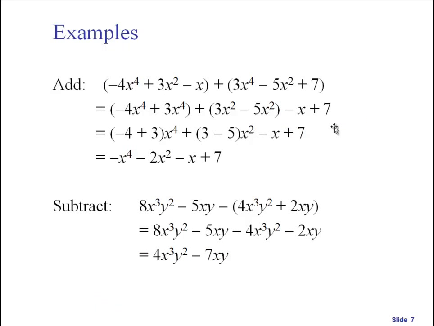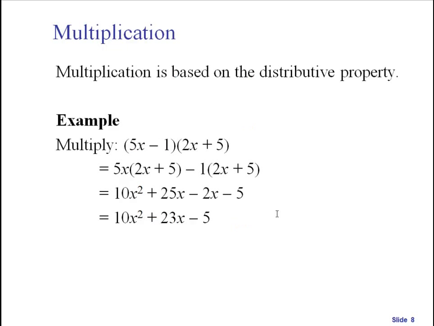So here are some examples. You guys can pause the video and look through these. Subtraction is the same thing as addition, right? You can only do it with like terms. So for instance, down here at the bottom, this term and this term have the exact same variable pieces, right? X cubed y squared. So those can go together.